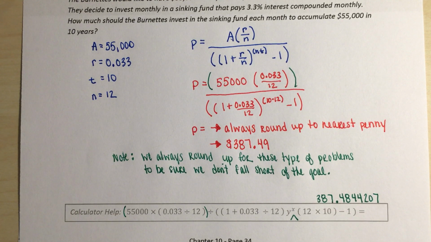So again, sinking fund formula, we're looking for the amount that needs to be invested on a monthly basis in this case. And when it comes to rounding these, this is the one time where we're going to say always round up to the nearest penny. So just keep that in mind as you're working through these in your homework.